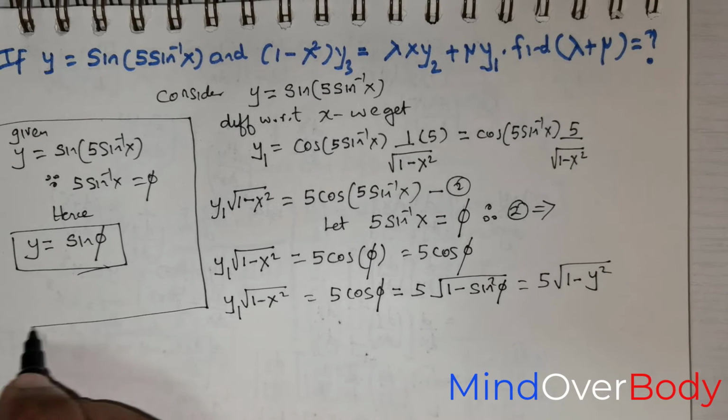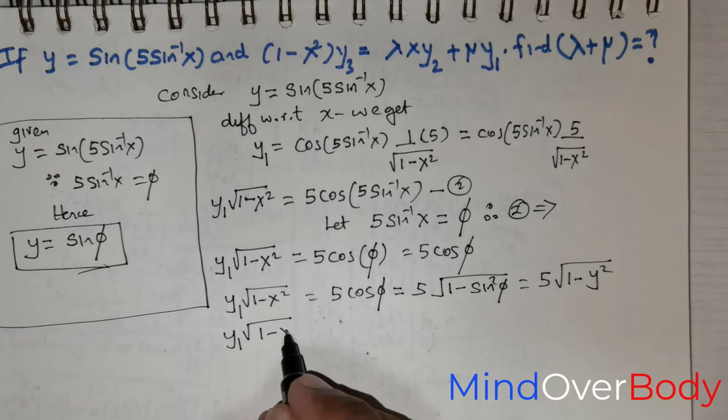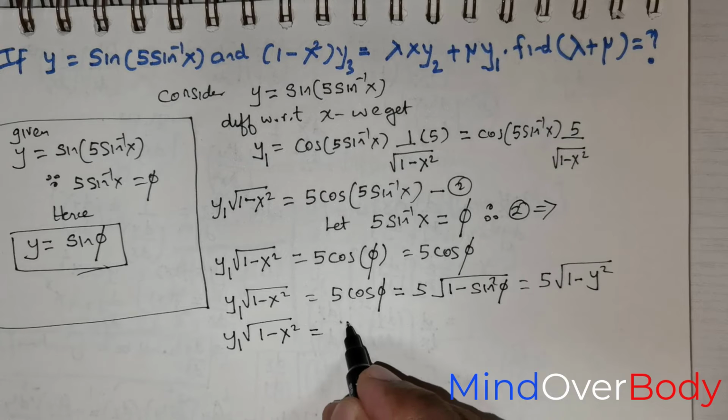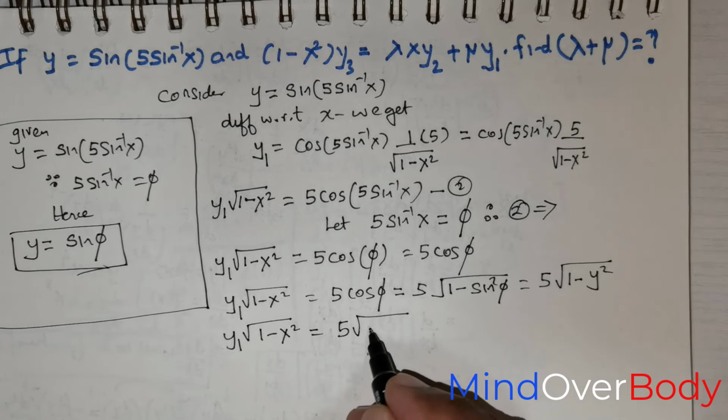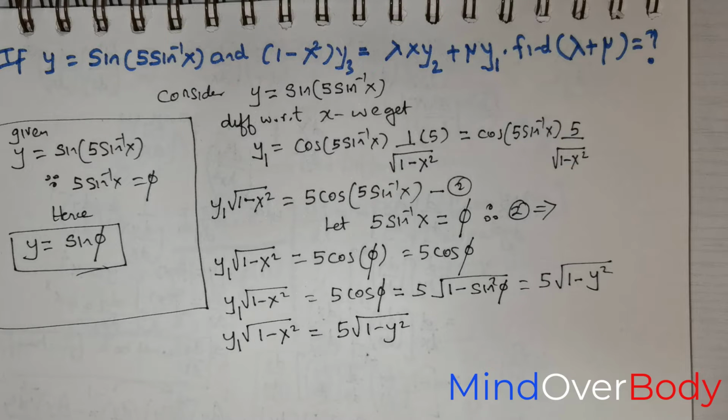So from here this is going to be y1 times root of 1 minus x squared is equal to 5 times root of 1 minus y squared. So we have a beautiful system which is manageable. So now we will have to start off with our differentiation process.